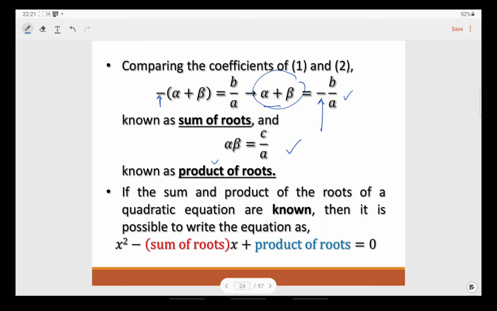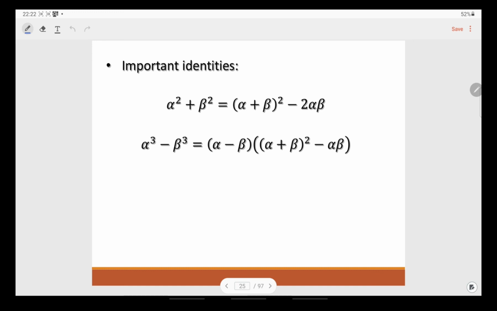Okay, so if the sum and product of the roots of a quadratic equation are known, then it is possible to write the equation in the following form: x squared minus the sum of roots (alpha plus beta) x plus the product of roots (alpha times beta). Okay, so we have the following identities. That means if we have the following situations, we can replace these expressions with this expression, because they are equal expressions. Left hand side equal to right hand side, so we can replace this one with this one.